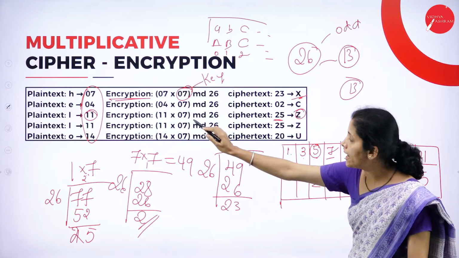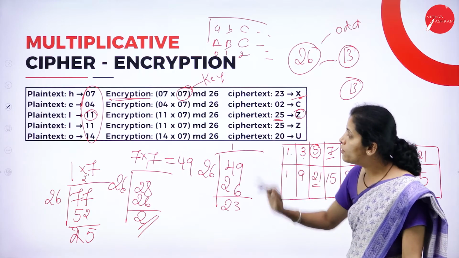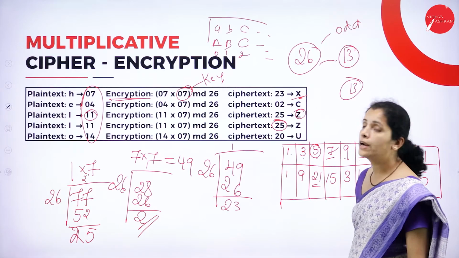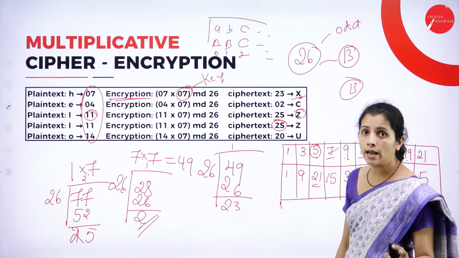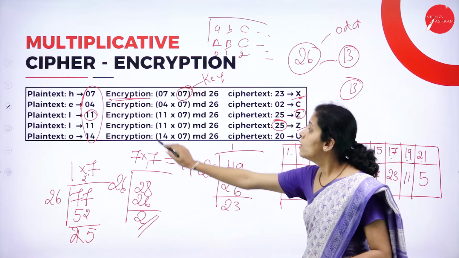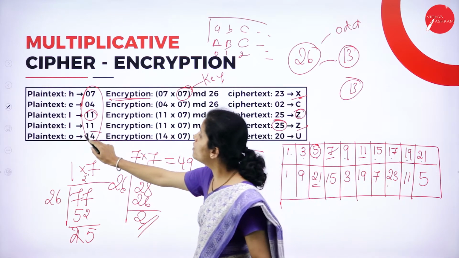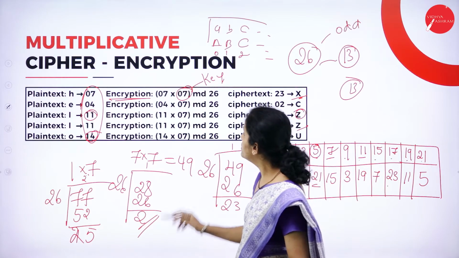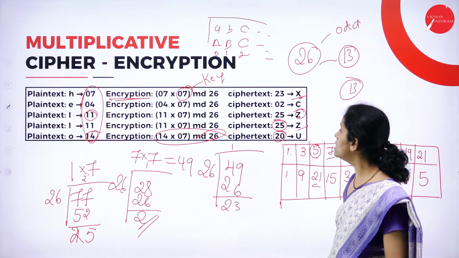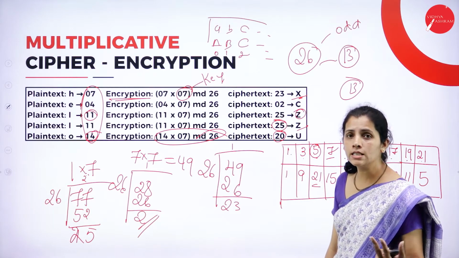If I consider L once again, after performing modulo, once again I'm going to get the value 25, and the letter present at that value is Z. And if I consider O, what is the value of O? It is 14. After performing modulo operation, I am going to get the remainder 20. So what is this mod?